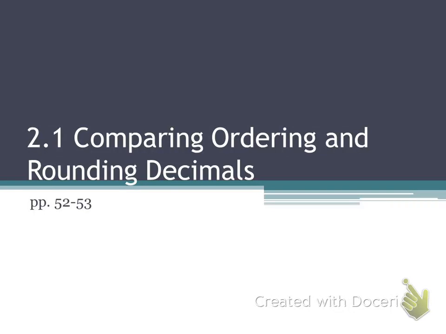Okay, so today we're learning section 2.1, comparing, ordering, and rounding decimals. We're on page 52 in your books. Page 52 in your books.